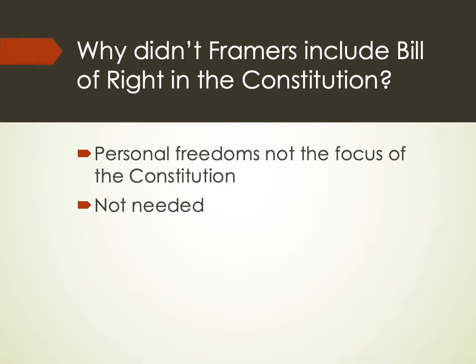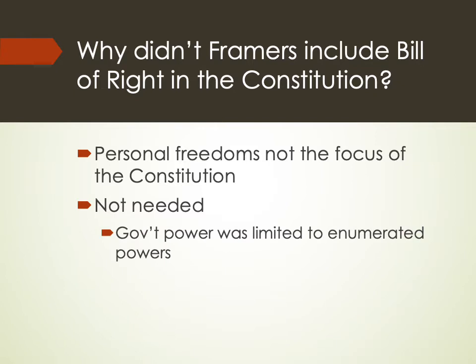They also felt that a Bill of Rights was not needed, in part because the government's power was limited to enumerated powers. And so the argument of the Federalists was that nothing is telling Congress that it can abridge your speech. Nothing in the Constitution tells Congress that they have power to establish a religion. It tells Congress that they can regulate interstate commerce. It tells Congress that it can declare war.